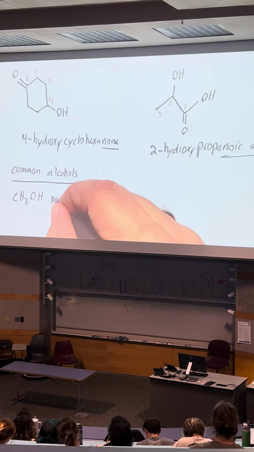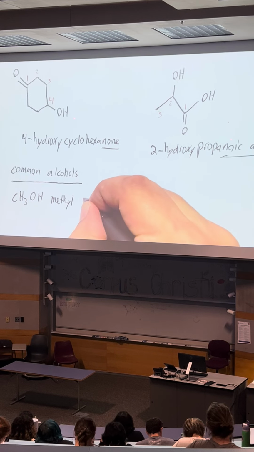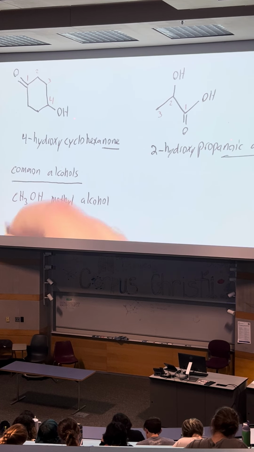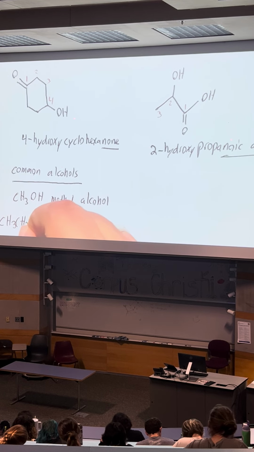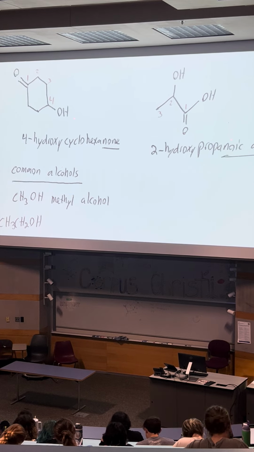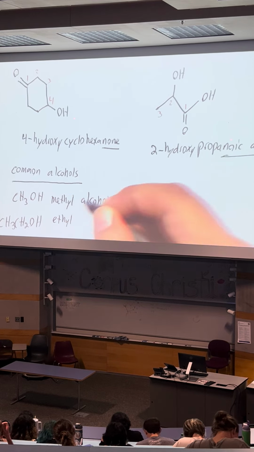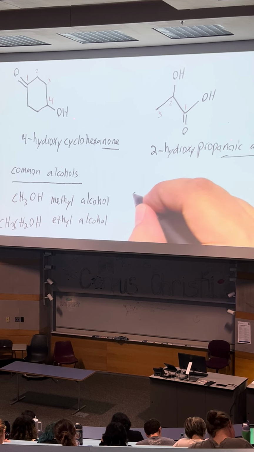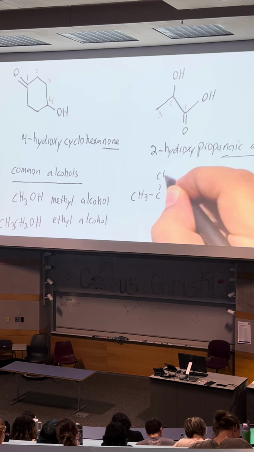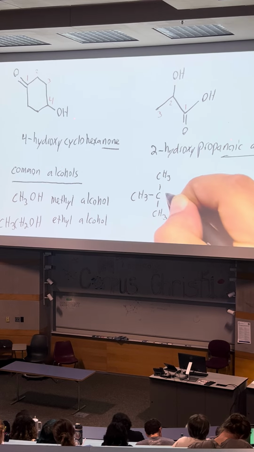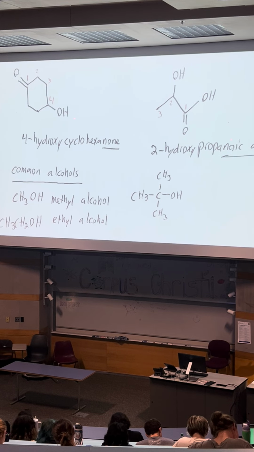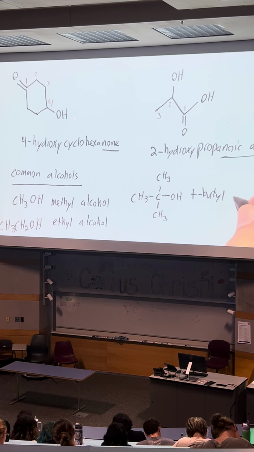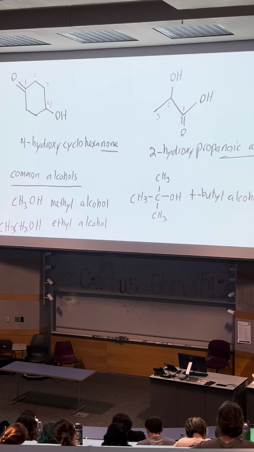But people who are not skilled in the art might know that this is methyl alcohol. We should know both. This would be ethanol, but this is also known as ethyl alcohol. Here we have a tert-butyl group, so it should be tert-butanol. We can abbreviate it as t-butyl alcohol.